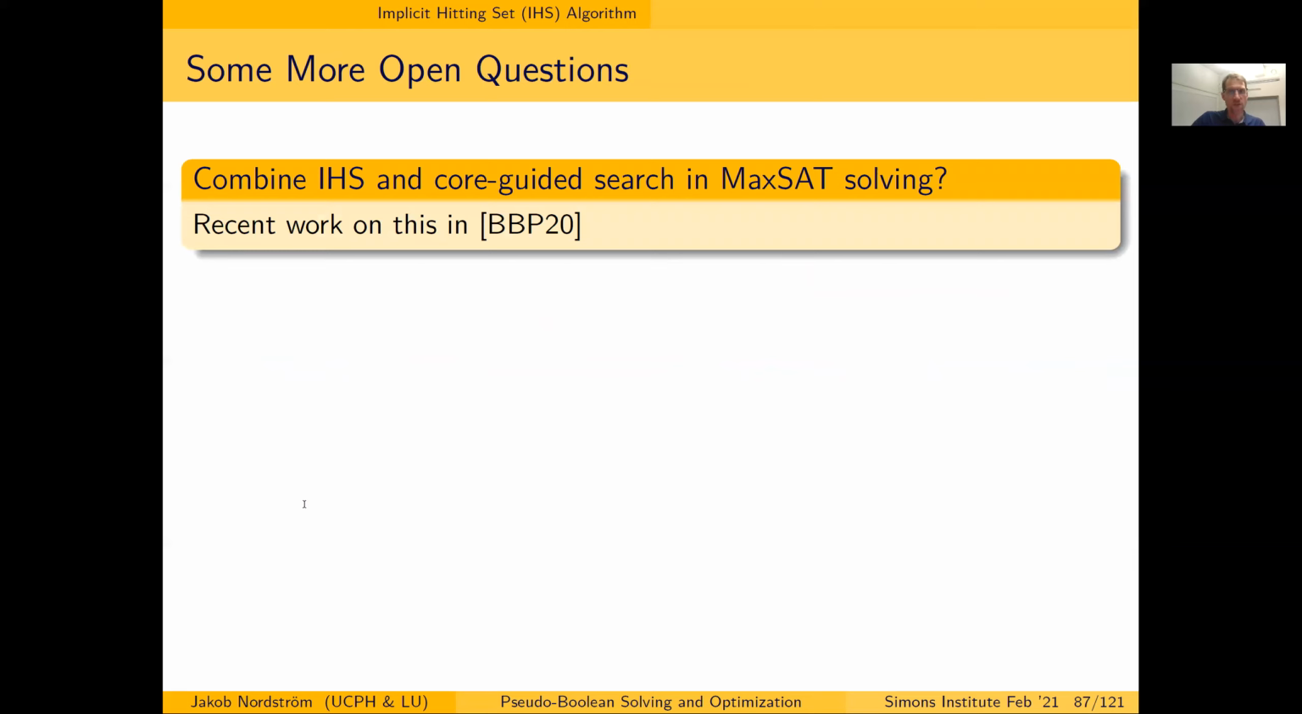Other open questions: since implicit hitting set and core-guided are complementary, why not try to combine them? It turns out that somebody already thought about this. There is some recent work on this, but again, my impression is that it's not the final word. There should be more things that can be done here.